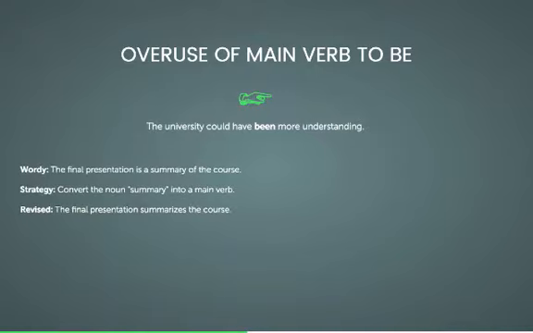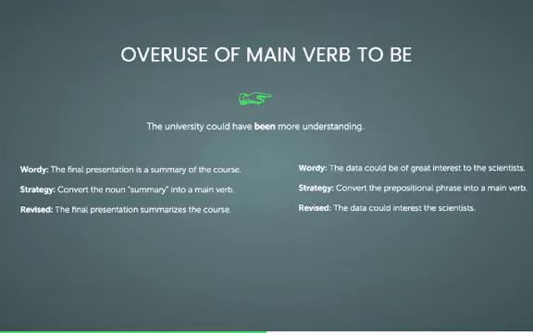I'm going to look at two examples. The first is a wordy example: the final presentation is a summary of the course. So we see that main verb to be. As you're editing, and as you're teaching your students to edit, look for that main verb to be, and then look at what comes after it. Our strategy here is to convert our noun, summary, into a main verb. Whatever comes after the main verb to be is a potential verb. A revised version of this is: the final presentation summarizes the course. So we go from is a summary of the course to summarizes the course.